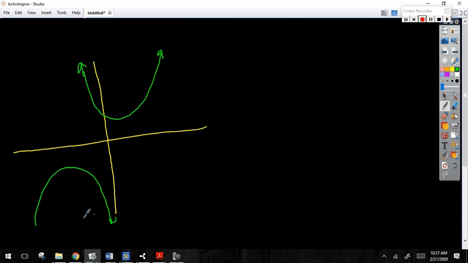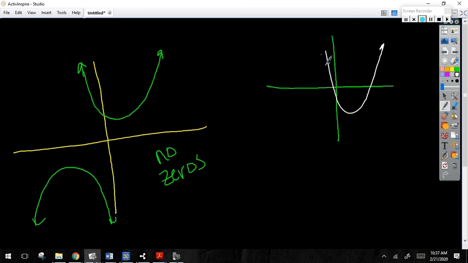But then it still crosses. It never crosses the x-axis. I'm only talking about zeros. So this has no zeros. So right now I know I could have 2 zeros, right? 2 zeros is my basic one. That's the one that just this or this, any basic parabola at some point, right?